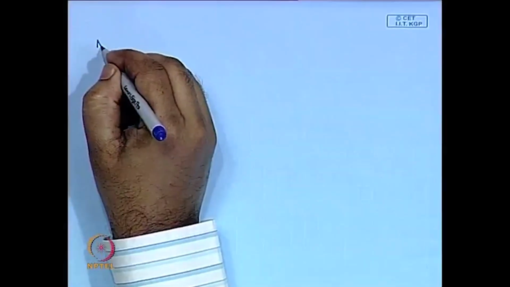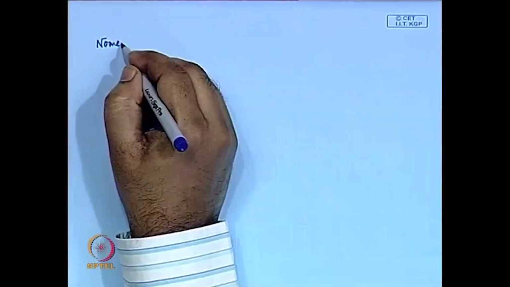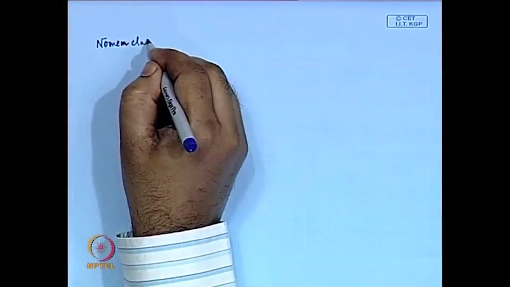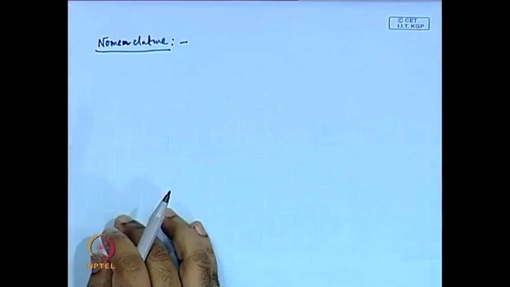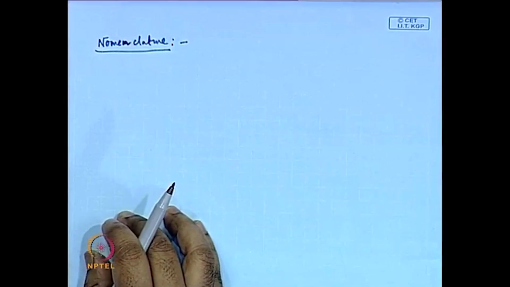So, now I move to a new topic, nomenclature. How do you name polymer molecules? Again, like the various ways of classifying polymer molecules, this nomenclature is also not very unambiguous. The simplest and least ambiguous method of naming polymers is from its source.